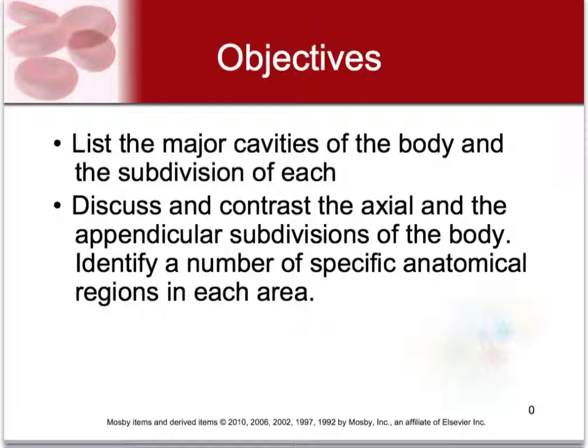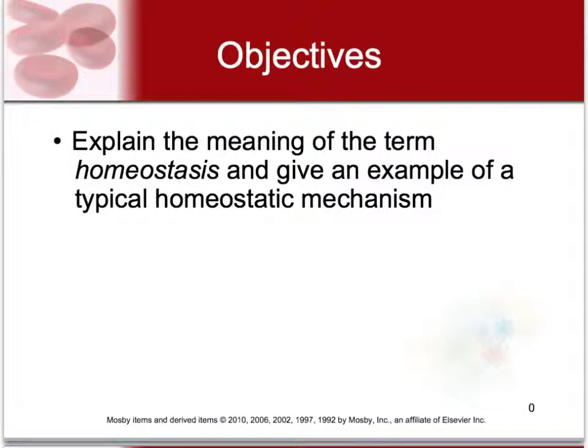And then the anatomical regions. We're going to be taking all of that. We're going to look at the term homeostasis. And you should be able to give examples of typical homeostasis mechanisms. Homeostasis just means balance.